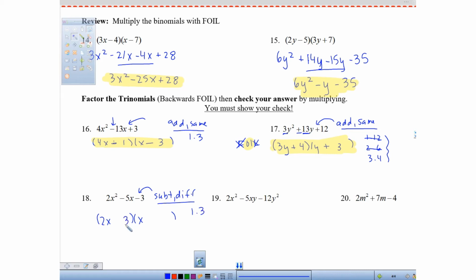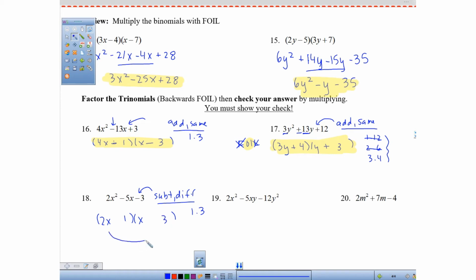So maybe I thought it went like this, 3 and 1. Then if I check if that works, outside would give me 2x, inside would give me 3x, and 3x minus 2x is 1x. So that's not it. I'm supposed to be subtracting. So it doesn't work that way. So hopefully it works the other way.